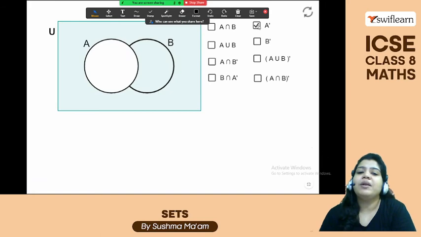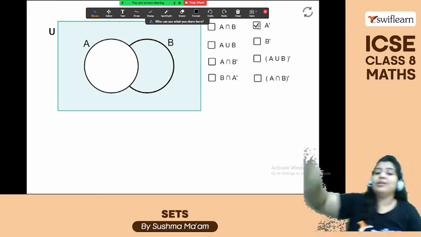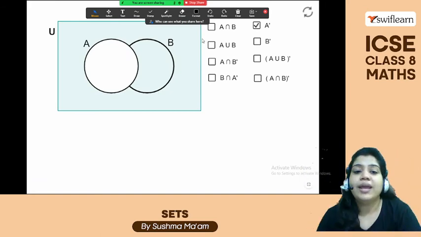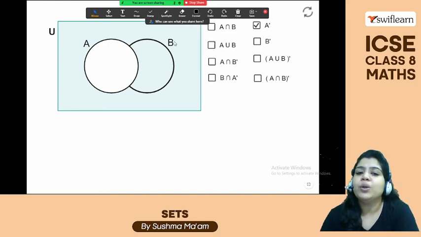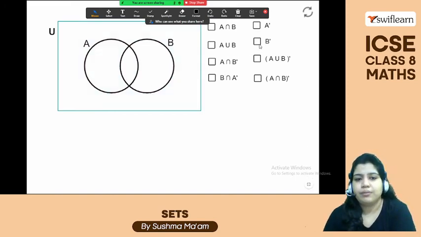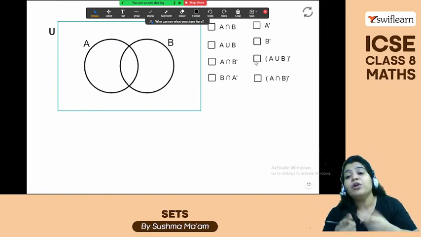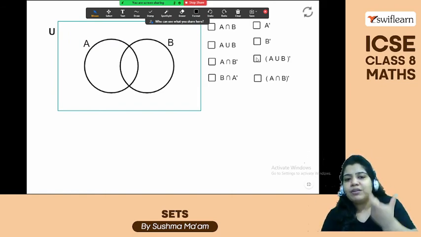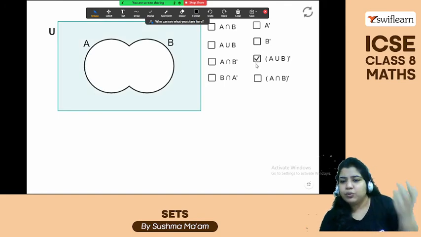And A complement leaves all the things except A, including the universal set and B. Similarly, excluding B, all the elements that come under the universal set. Now A union B, and here we have to find the complement, means whatever the elements, just leave this and we are taking the universal set.